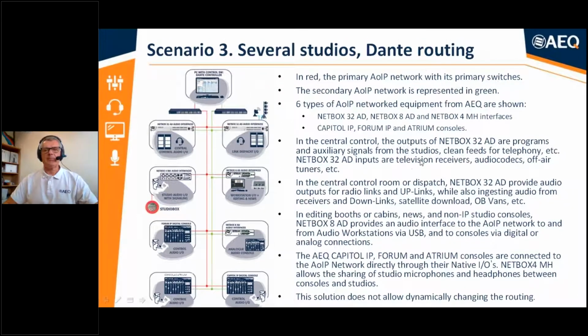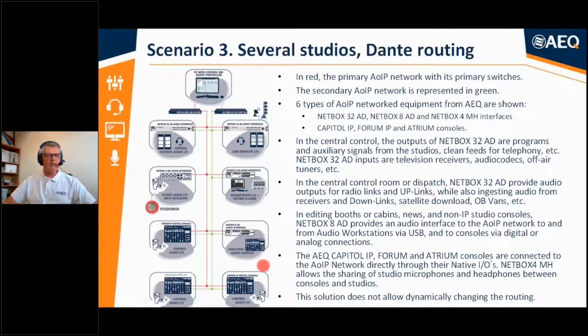Okay, back to the main presentation again. So scenario 3: this would be a similar setup as the one that we just saw, but with several studios, only using Dante routing, not using a TDM system. It's very much doable, and it's a little bit like what we saw in the RAC FM situation, where we really don't need any sophisticated signal sharing and so on and so forth.